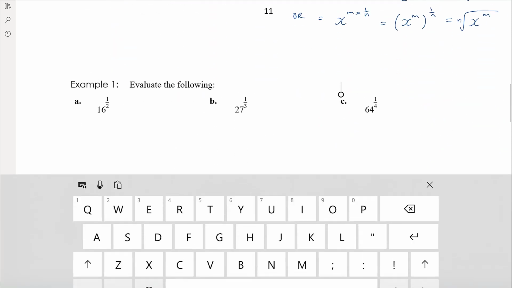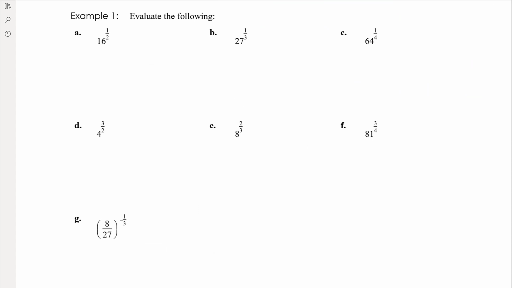Okay, let's evaluate each of the following. So 16 to the power of a half. Power of a half means square root of 16, so this is 4. Now it's not plus or minus because you're not taking the square root. If it meant minus 4, it would be negative 16 to the power of a half. In the same way that if I meant negative root 2, I would write negative root 2. If I just write root 2, I mean positive root 2. It's the same idea. So this is positive 4.